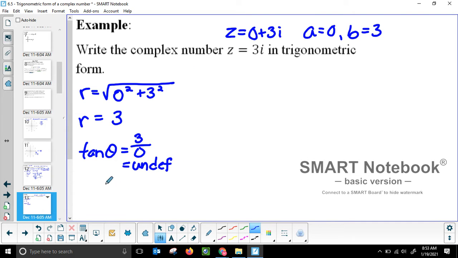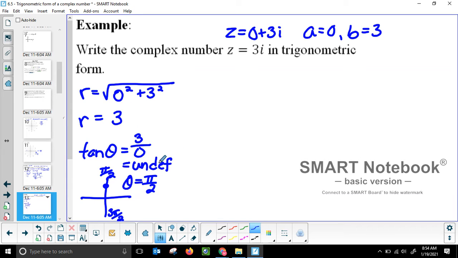But if we were going to graph this on our rectangular plane, we would graph 0, 3, which would be up here somewhere. Again, remember this is pi over 2. This is 3 pi over 2, the two places at which tangent is undefined on the unit circle. So we know that from this, theta is equal to pi over 2.